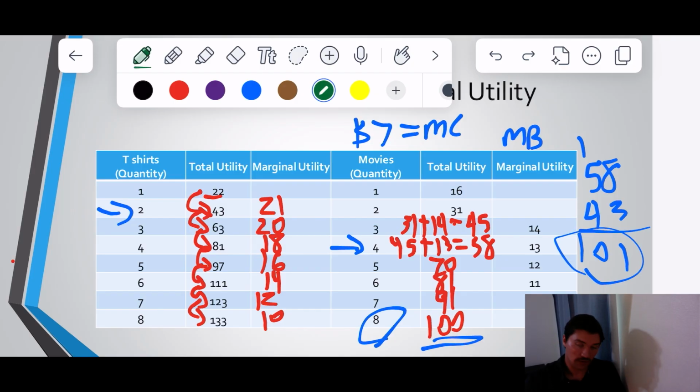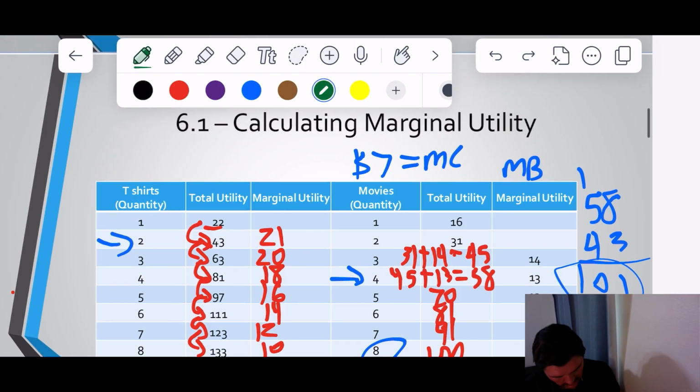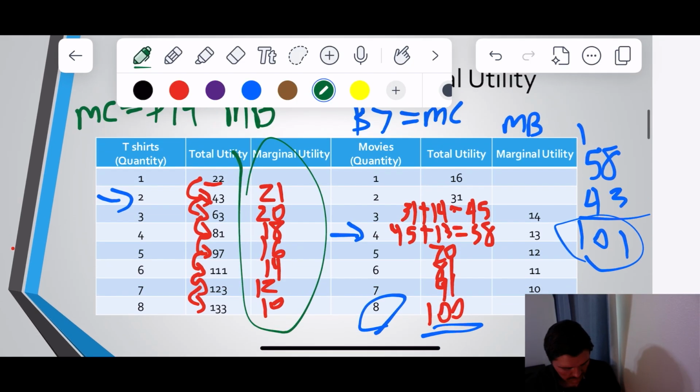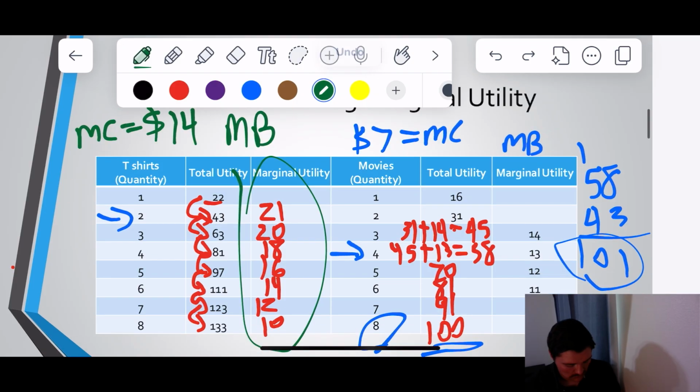But if we were to look at the t-shirt side, where the t-shirts cost $14, let's figure out the most amount of t-shirts we would buy there. Again, we would have to look at the marginal benefit numbers, which are these, and the marginal cost. So what we're looking at here is, would you buy the first t-shirt? Well, the first t-shirt gives you 22 utility, and it only costs 14. So yep, you're going to buy that one. What about 21 and 14? Yes, you're going to buy that one.